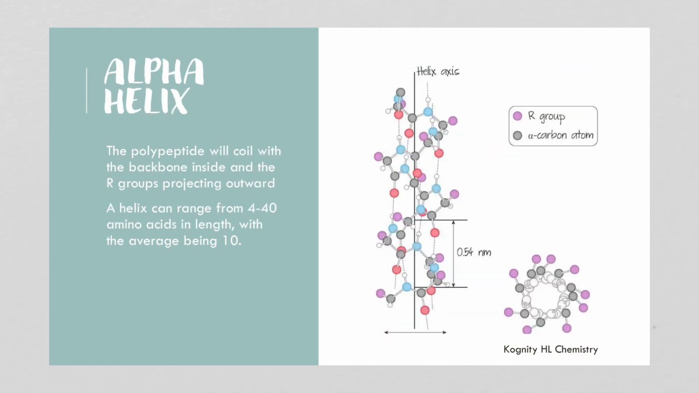In alpha helices, the polypeptide will coil and keep the backbone on the inside, and the R groups will project outwards. You can see it a little better from the above view. The purple parts are the R groups pointing outwards. You can see it here too, that they're pointing outwards. An alpha helix can usually range from about 4 to 40 amino acids in length. The average length is around 10.